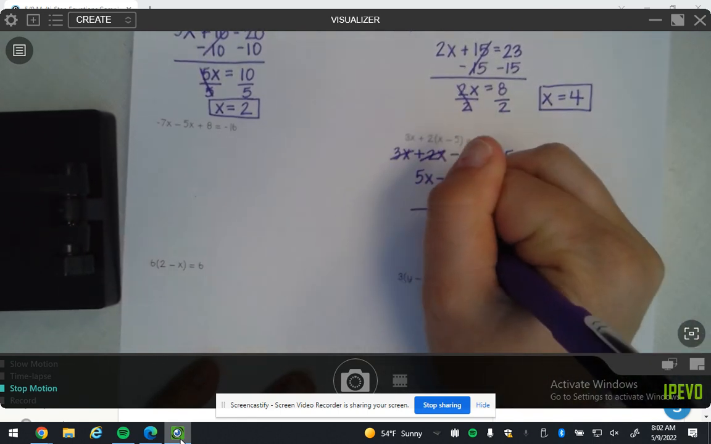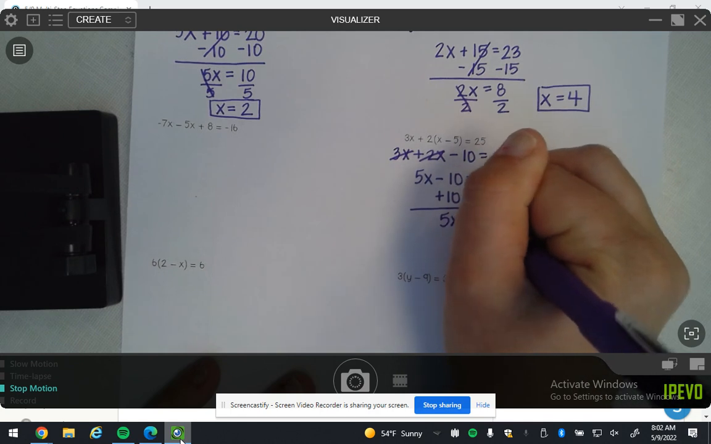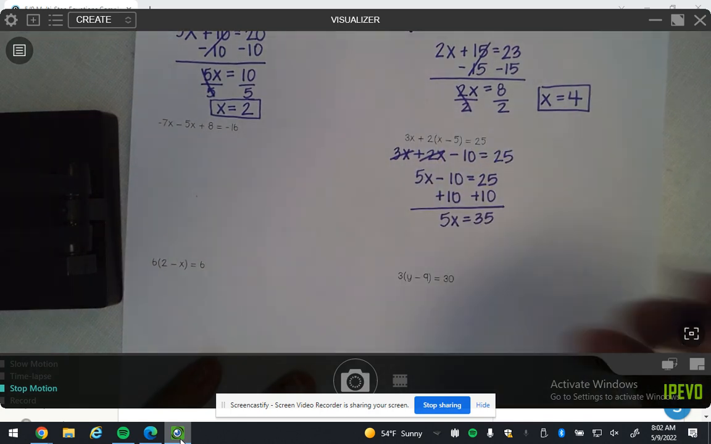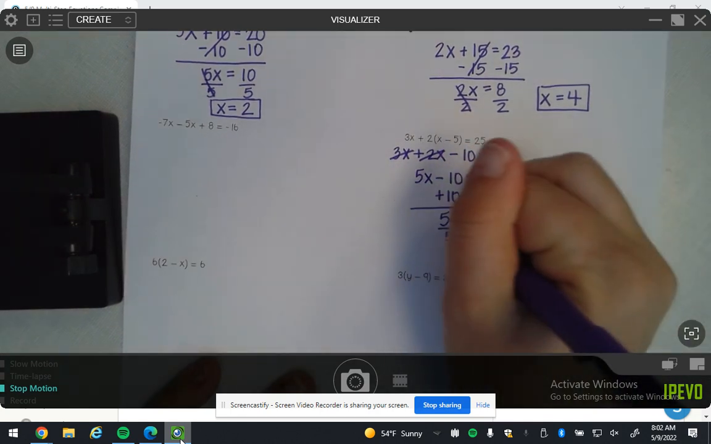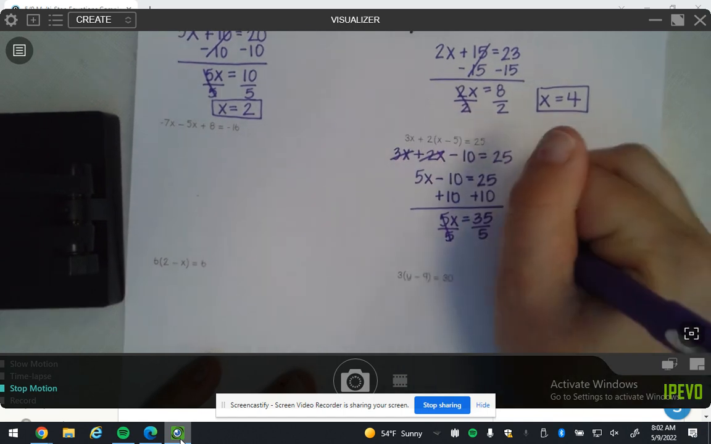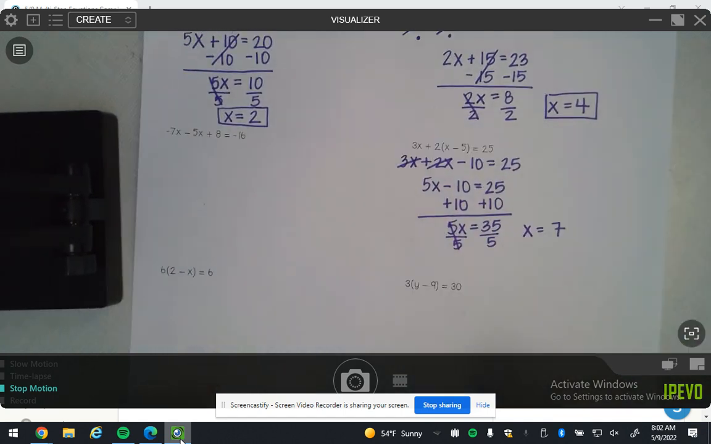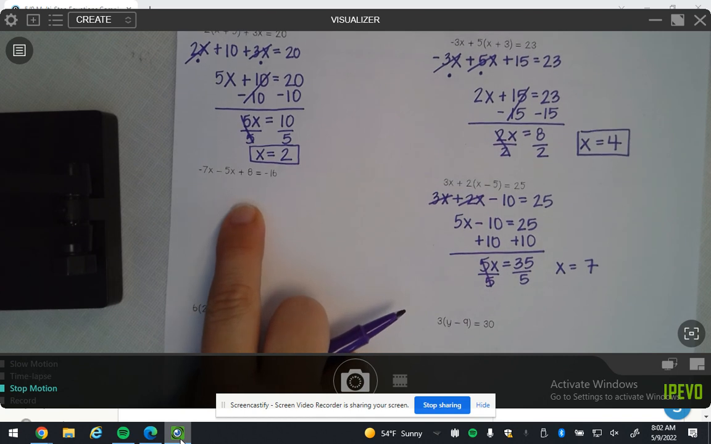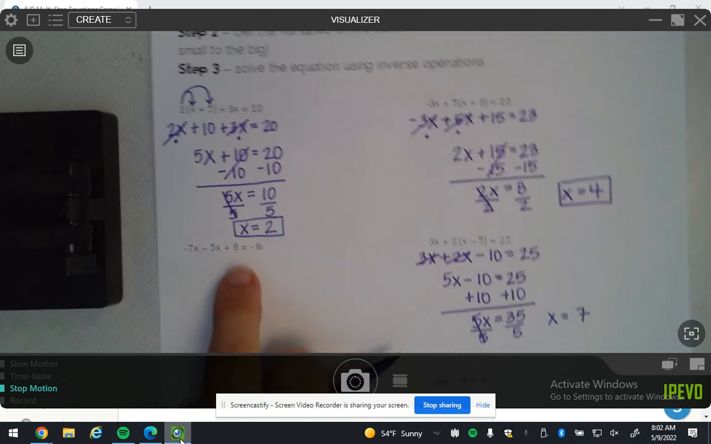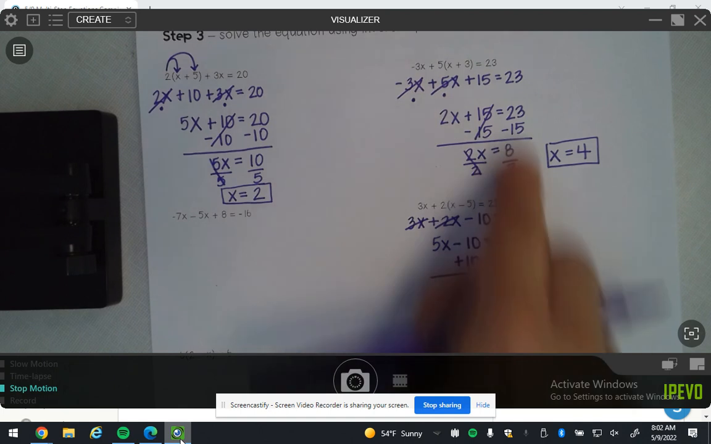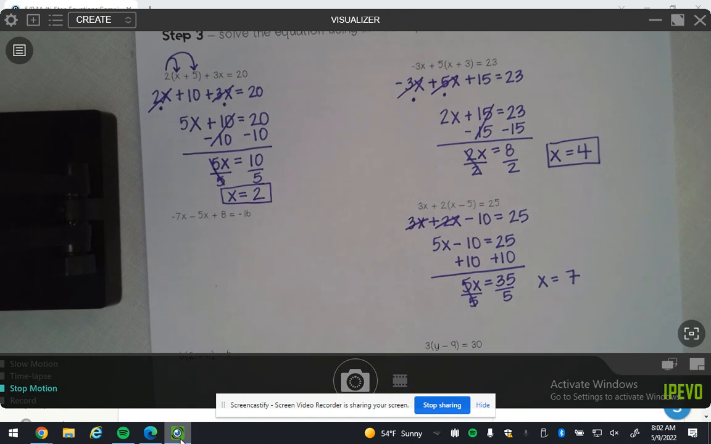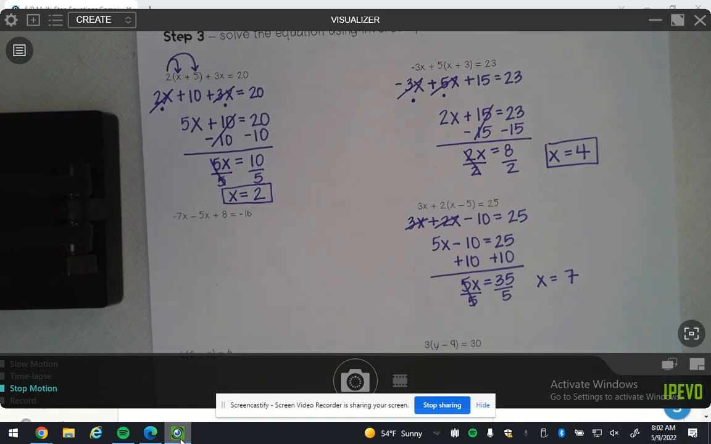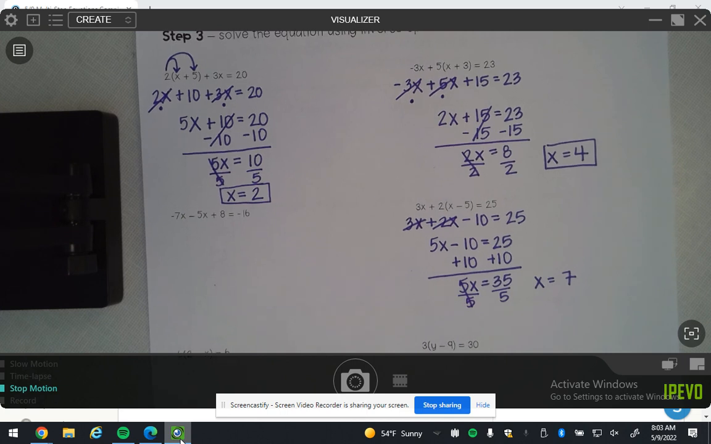So you have 5x equals 35. And then I need to divide by 5. So x is equal to 7. Now, look at this one right here. What's different between this third one that I haven't had yet? What are there none of? There's no parentheses. So do I need to distribute anything? No. We're just going to look for what? Combine like terms. Do I have any like terms?